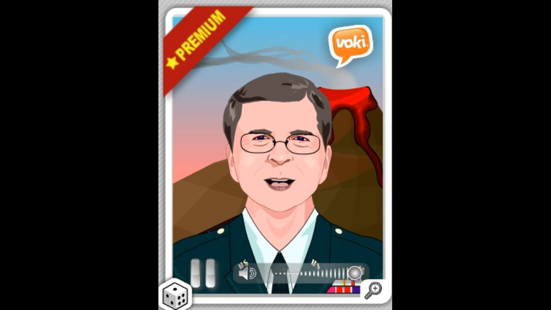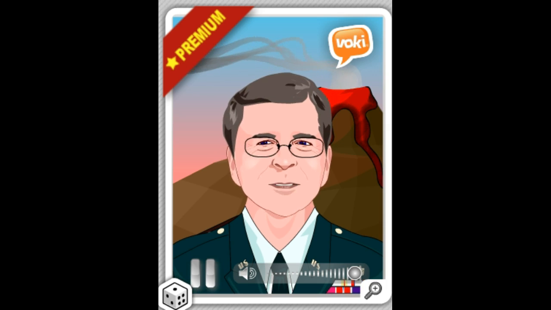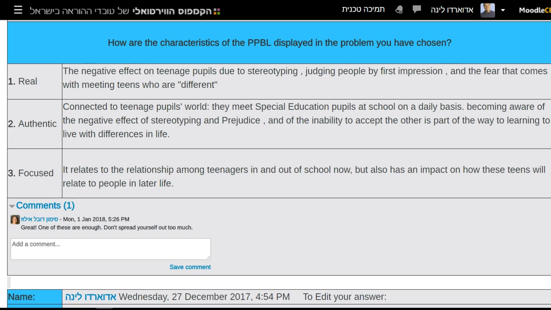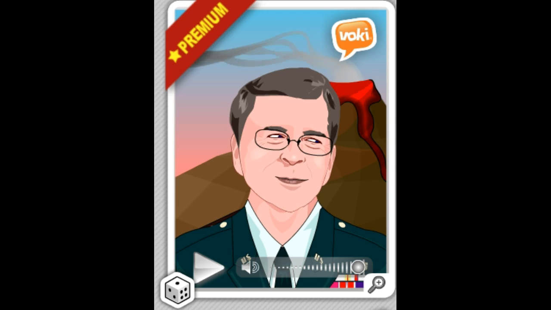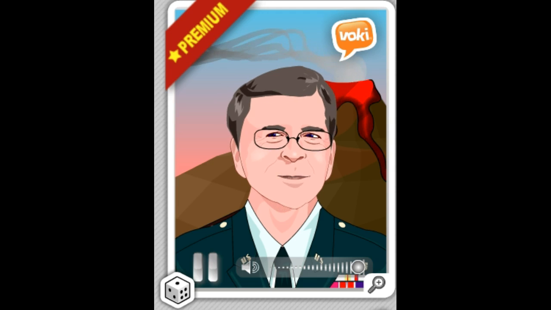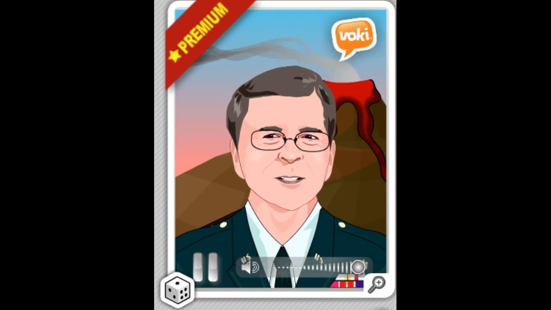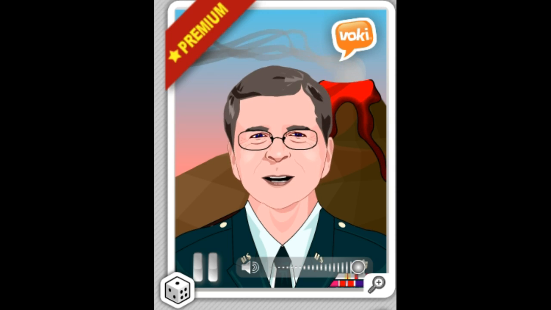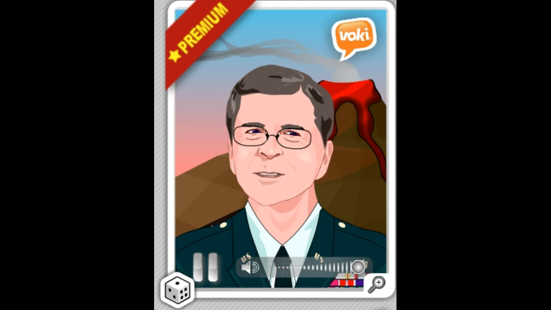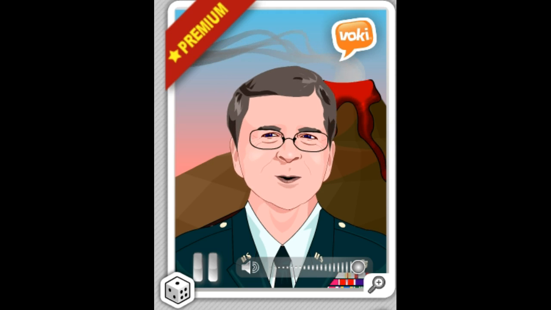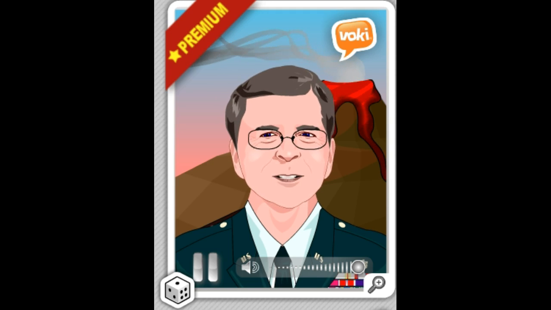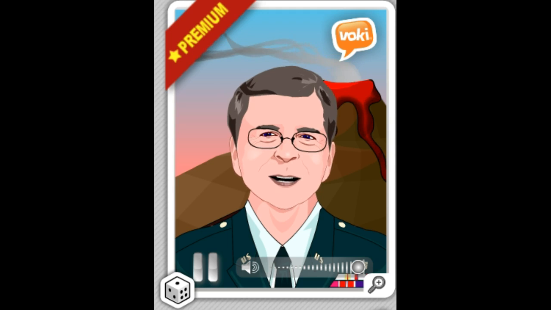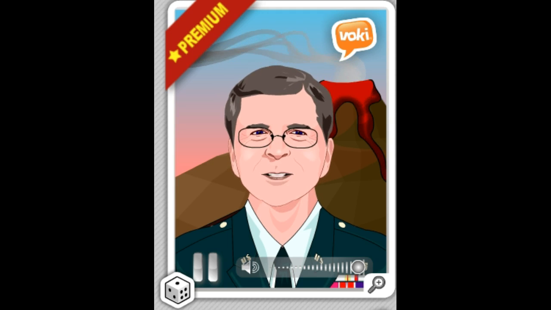The characteristics of the PBL displayed in the chosen problem are the following. The problem is real. It highlights the negative effect on teenage pupils due to stereotyping, judging people by first impression, and the fear that comes with meeting teens who are different. The problem is authentic because it is connected to teenage pupils' world. They meet special education pupils at school on a daily basis.